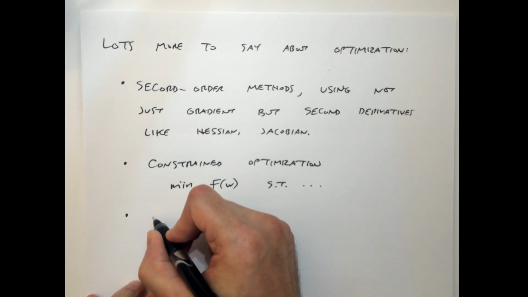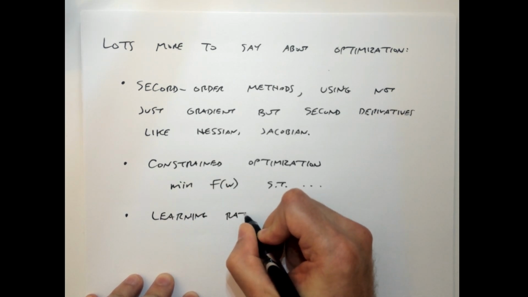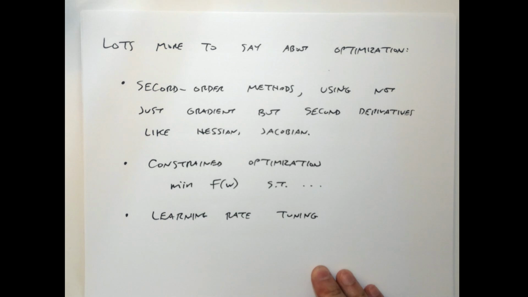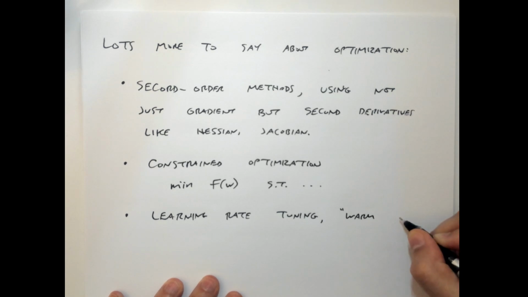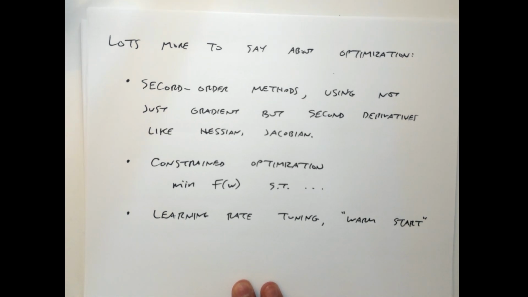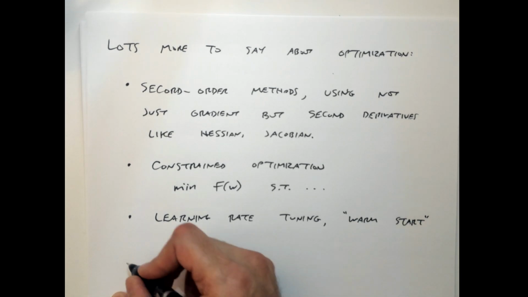And then there's tons of stuff to talk about with learning rate tuning, right? That is a whole separate thing. There's something called warm starts, which basically means, suppose that I already have what I think is a pretty good answer, right? And I want to start from that point as opposed to starting from some random point. How can I also start up all the internals of this optimization algorithm, like pre-compute some gradients and stuff like that? So you may see warm start in a piece of code.